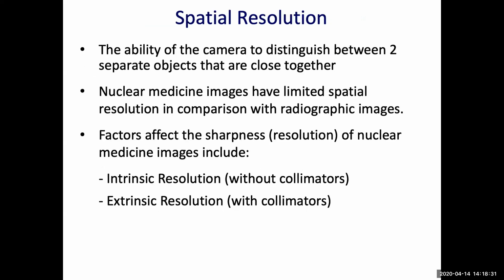The first factor that affects gamma camera performance is the spatial resolution. It is defined as the ability of the camera to distinguish between two separate objects that are close together. Nuclear medicine images have limited spatial resolution in general, if we compare them with radiographic images like X-ray and CT scan. The sharpness of images recorded with the gamma camera is limited by several factors, including intrinsic resolution, which arises from the sodium iodide detector and other electronics, and extrinsic resolution or collimator resolution.